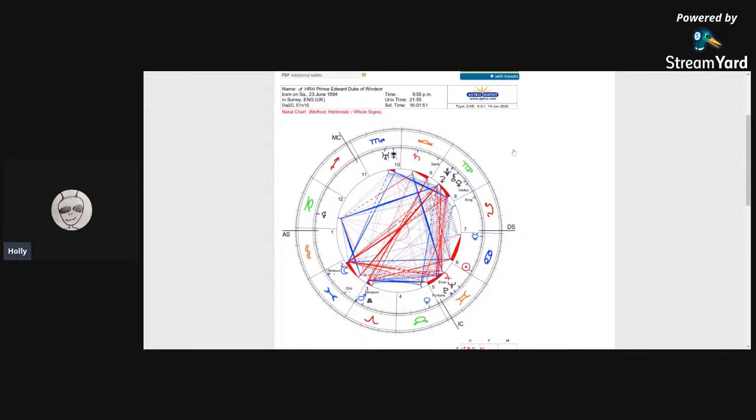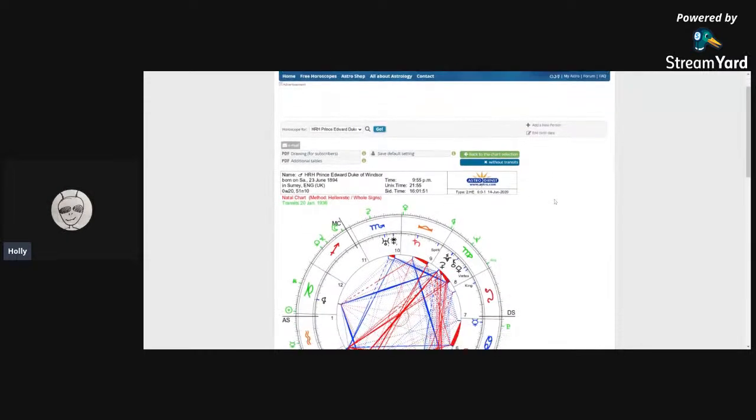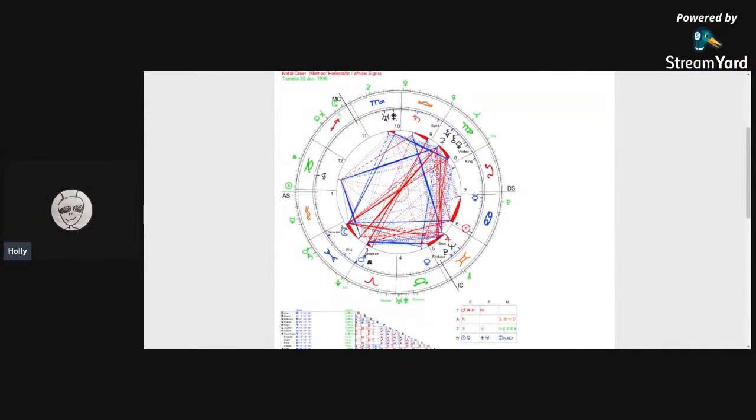I'm going to just put some transits in here. If I hit that button with transits, these are the transits for January 20th, 1936. This is the day that his father passed, and he becomes king of the United Kingdom as King Edward VIII. What we can see here is that on that day, the sun is in the 12th house.